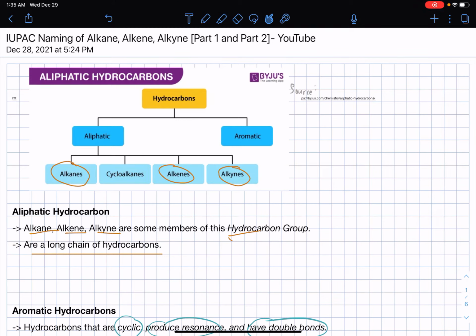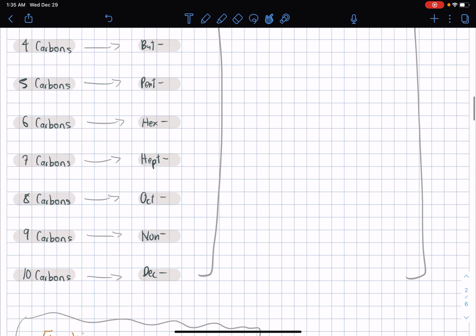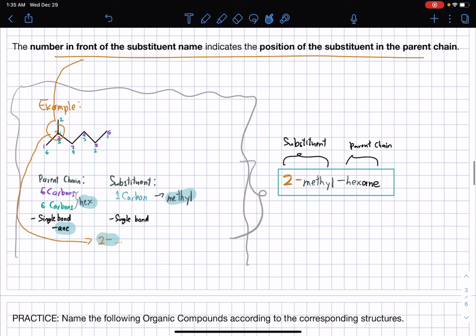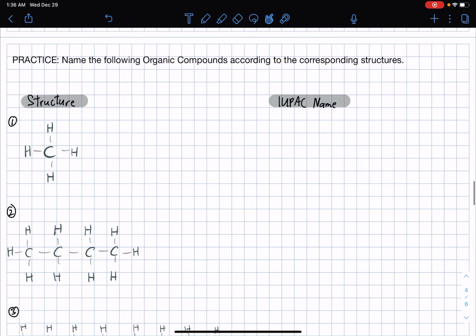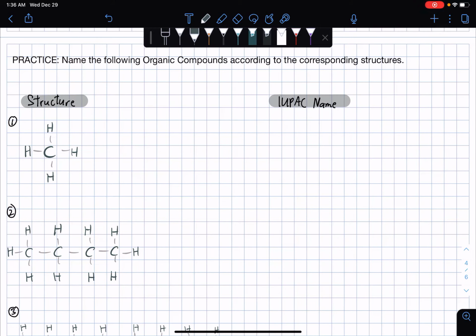In the recent video, we talked about a lecture regarding the IUPAC naming of alkane, alkene, and alkyne. Right now, we will continue to part 2, which is all about the practice questions. The instructions state that we have to name the following organic compounds according to the corresponding structures that are given. So, let's start with number 1.